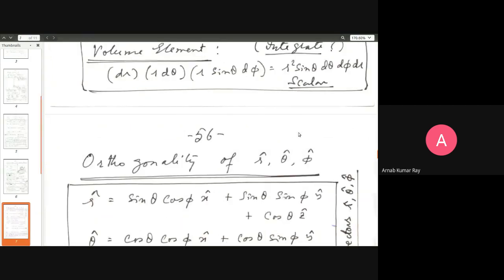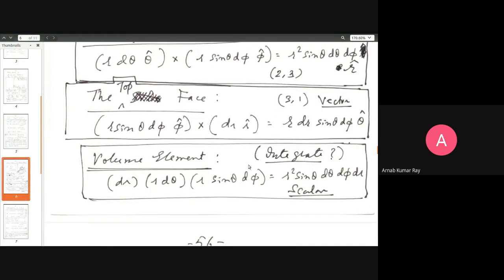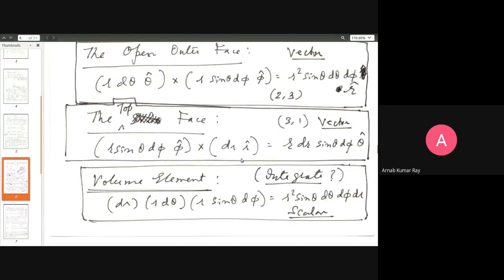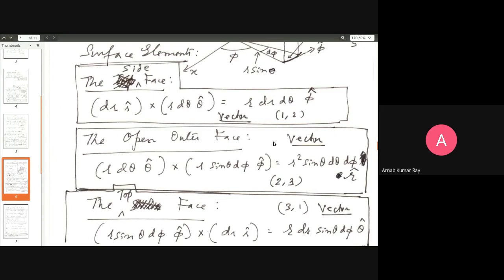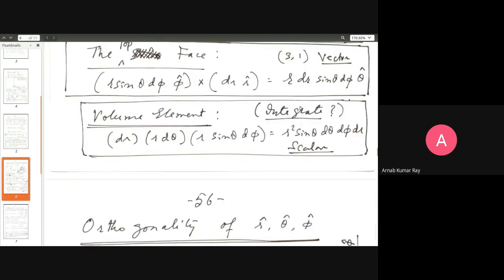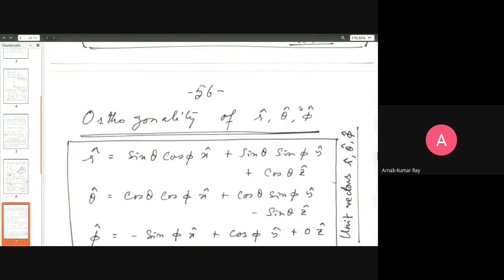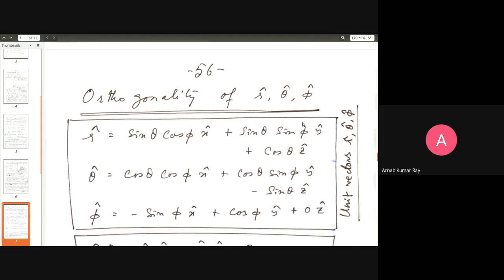Okay, but before I get into those discussions in detail, I will just touch upon this issue of finding out this 1 cross 2 is equal to 3, that kind of formulation. The unit vector of the first displacement crossed with the unit vector of the second displacement will give you the unit vector of the third displacement. That is to say, and also that the unit vectors are perpendicular to one another. They are orthogonal. Okay, let's see.